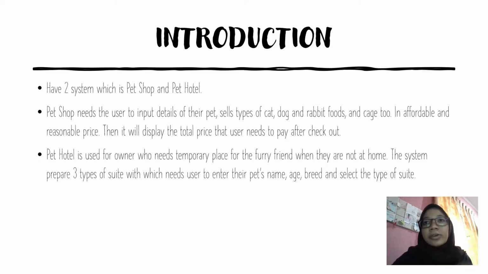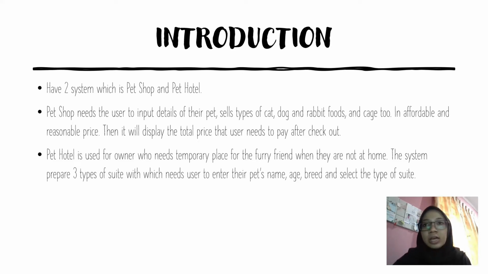Here is our introduction. We have two systems, the pet shop and the pet hotel. For the pet shop, the user needs to input details for their pet. We sell types of cat, dog and rabbit food and cages too, at an affordable and reasonable price. After the user has selected the things they want to buy, they will need to check out, and it will display the total price of what they have bought in our system.